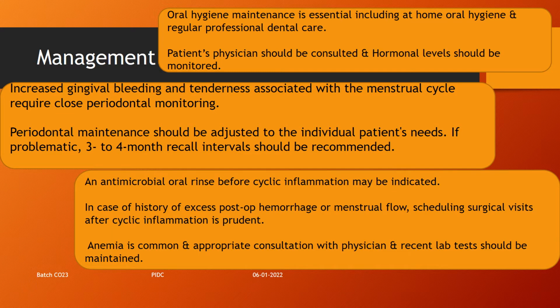So if it is problematic, at least a 3 to 4 month recall interval should be recommended. And also an antimicrobial oral rinse before cyclic inflammation may be indicated. And in case of a history of excess postoperative hemorrhage or menstrual flow, scheduling surgical visits after cyclic inflammation is prudent. And also there will be anemia that is common due to the increased blood loss, and appropriate consultation with the physician and recent lab tests should be maintained.